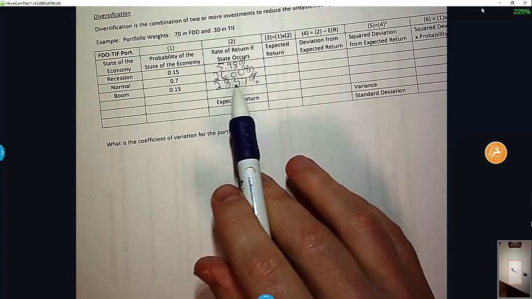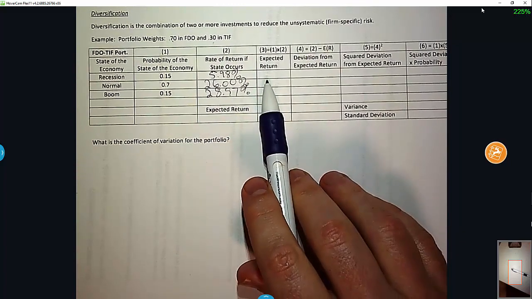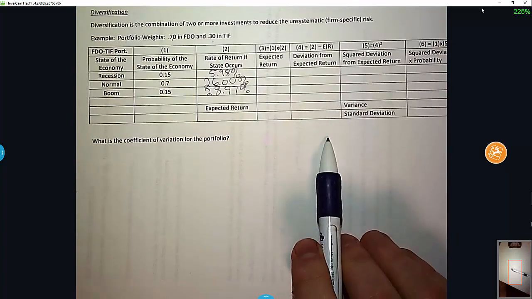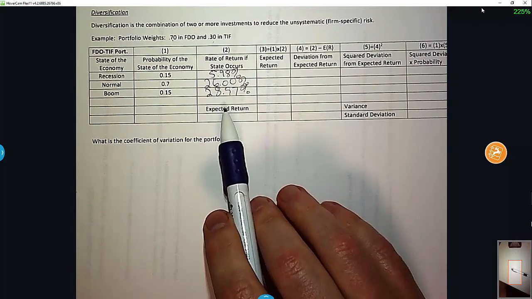So if that was confusing, please come and ask me about it. I'm happy to go through and work another problem with you on that. But that's how you create the expected returns for a portfolio of two stocks. Everything else is the same as what we did before, so let's go ahead and run through this.